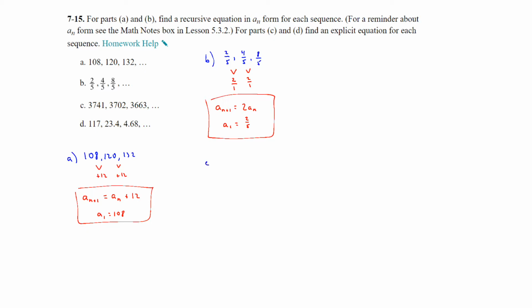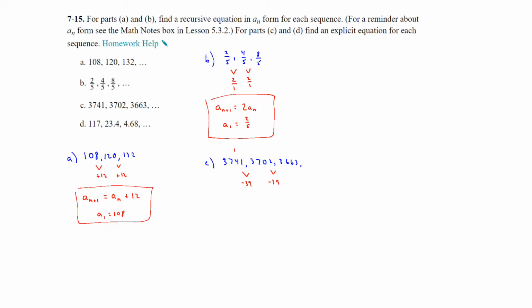Now, for C and D, we want to do explicit, which means we want to write an equation that works for any number of term. We don't want to have to find the previous every single time that we do it. So on this one, we have 3,741, 3,702, and 3,663. So what is happening here? Well, let's see if it's arithmetic, which means addition and subtraction. So it looks like we're adding negative 39. Does that same thing occur on the next one? And it does. So it looks like we are looking at arithmetic.